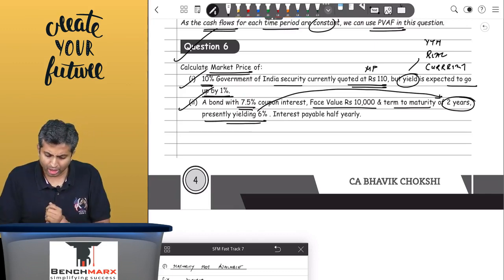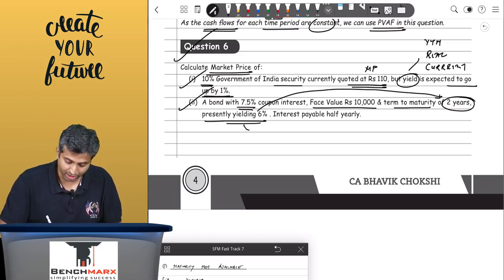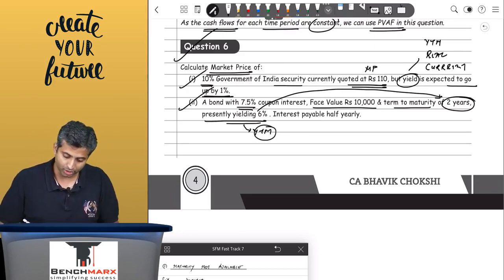So 7.5% bond, face value is 10,000, term to maturity is 2 years, and the bond is presently yielding 6% unless given otherwise. This is the yield if I buy the bond today and hold it till maturity, that is for 2 years. Now interest is payable half yearly. Acha, what is the question asking you? To find the market price.